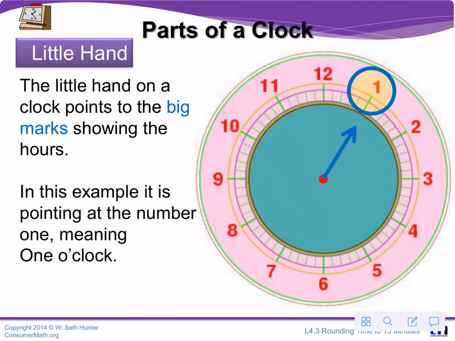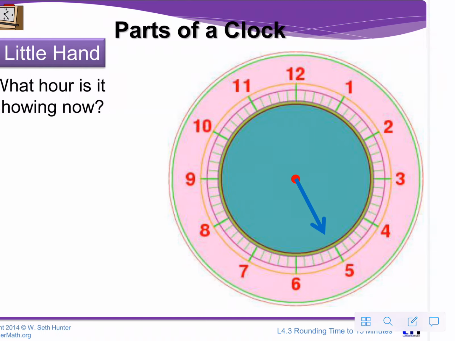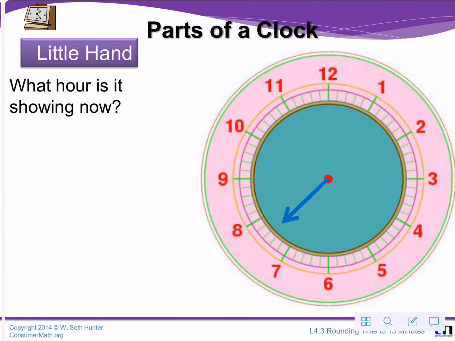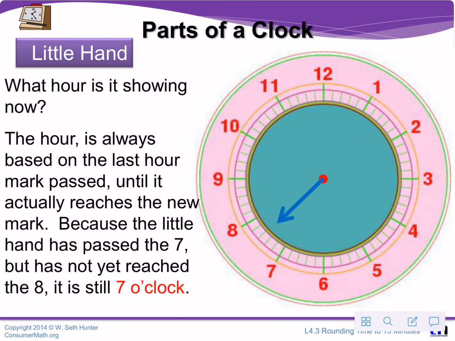The little hand. The little hand on a clock points to the big marks showing the hour. In this example, it is pointing to the number 1, meaning 1 o'clock. What hour is it showing now? The hour is always based on the last mark passed until it actually reaches the new mark. Because the little hand has passed 7, it has not yet reached 8 o'clock, it is still 7 o'clock.